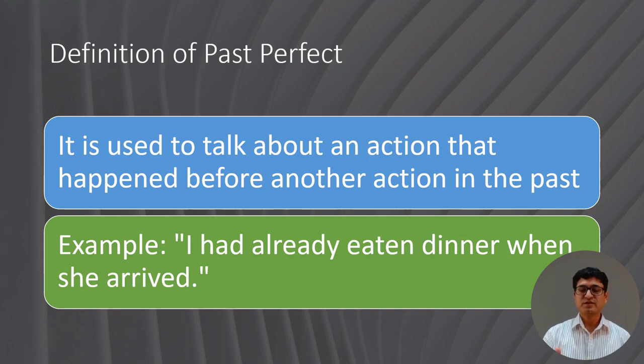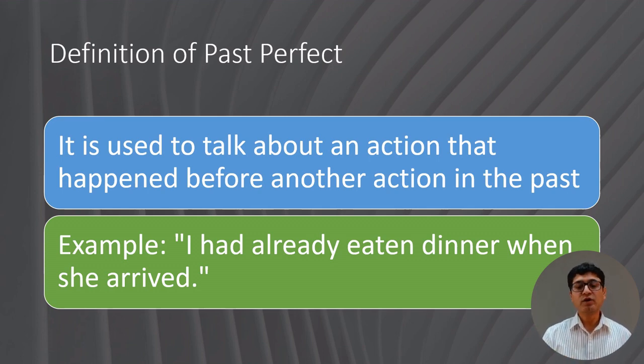Past perfect is used to talk about an action that happened before another action in the past. So that means there is an action that took place in the past, but there was another action that took place before that one. So the one that took place before will be expressed in past perfect, or that is called past perfect. Let's look at this example.